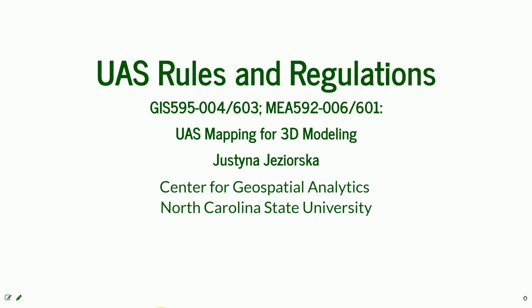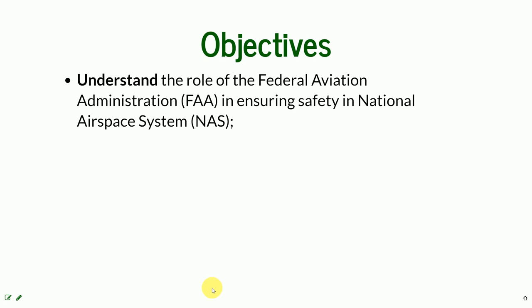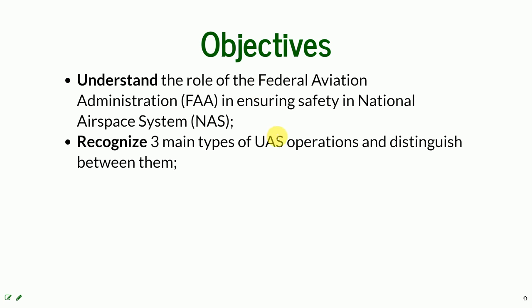Today, we're going to talk about rules and regulations in the United States that concern unmanned aerial systems. The objectives for today's lecture are for you to understand the role of the Federal Aviation Administration in ensuring safety in the system, and to recognize the types of UAS operations and distinguish between them. We're going to learn about three main types of UAS operation.